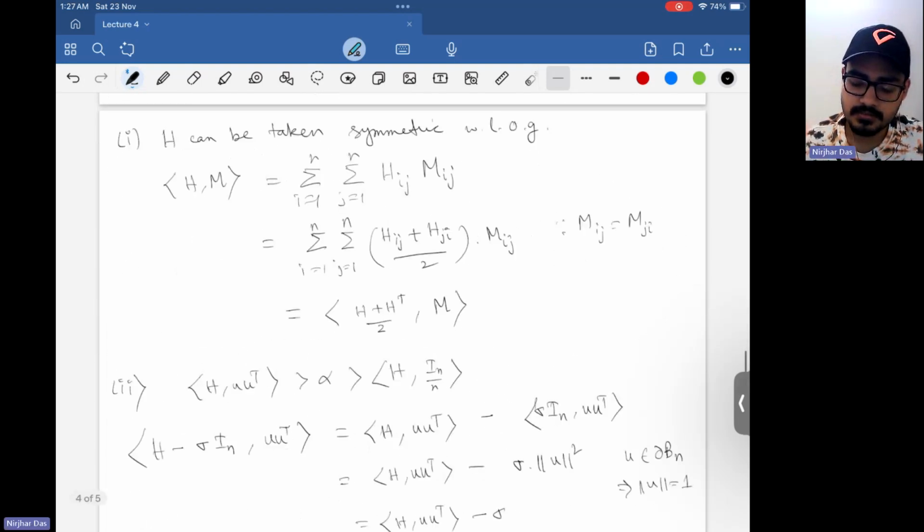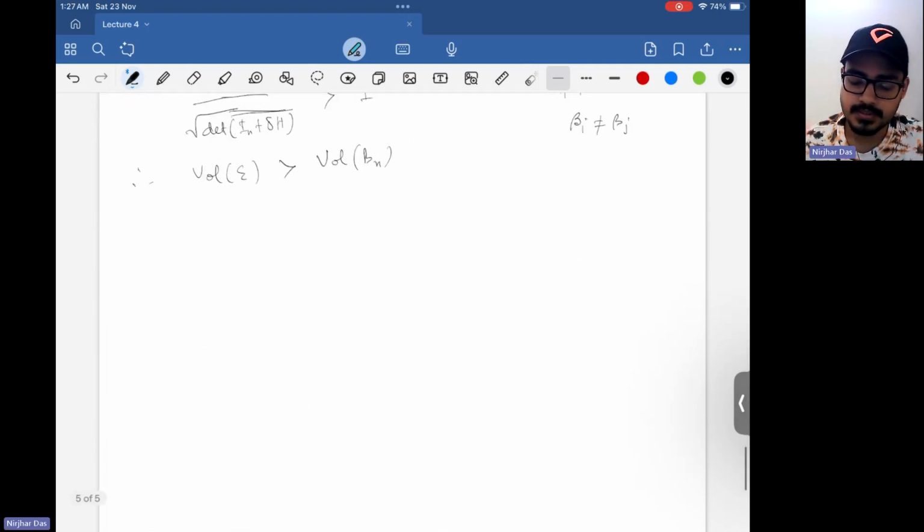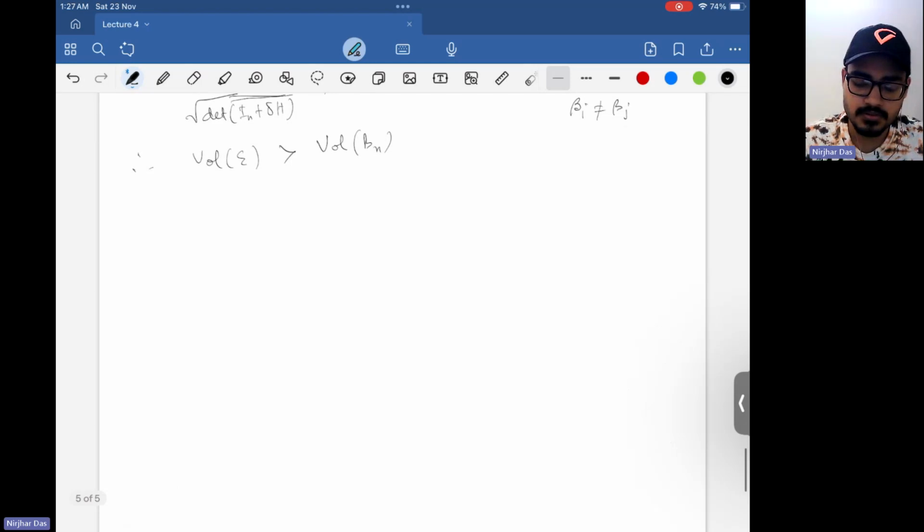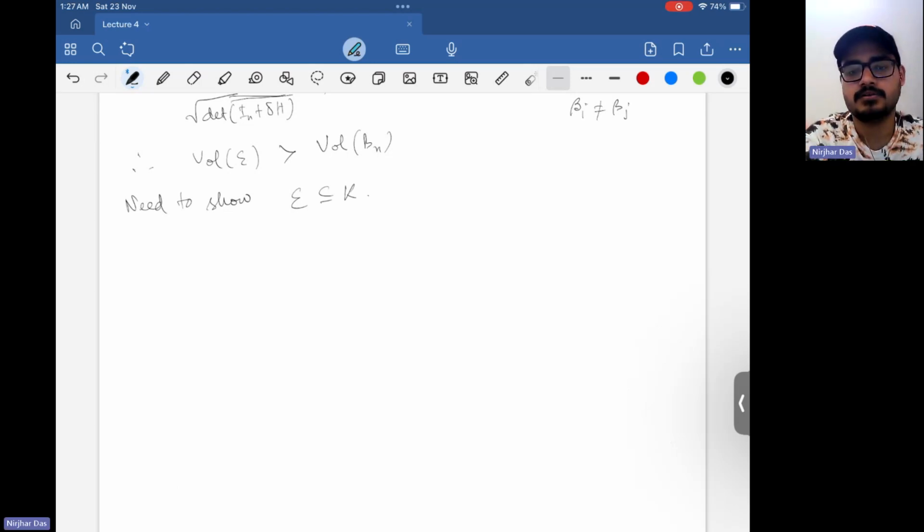But the only thing that remains to be shown is that the ellipsoid is a subset of, contained in K. And to show that, it's rather a little more algebraic manipulation. So first, we will look at this.